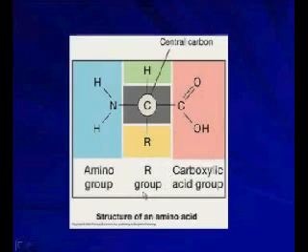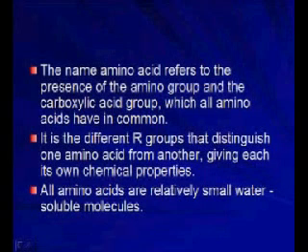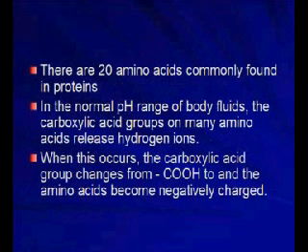The name amino acid refers to the presence of an amino group and a carboxylic acid group, which all amino acids have in common. The different R group that distinguishes one amino acid from another gives each of them its own chemical properties. All amino acids are relatively small, water-soluble molecules. There are 20 amino acids commonly found in proteins.